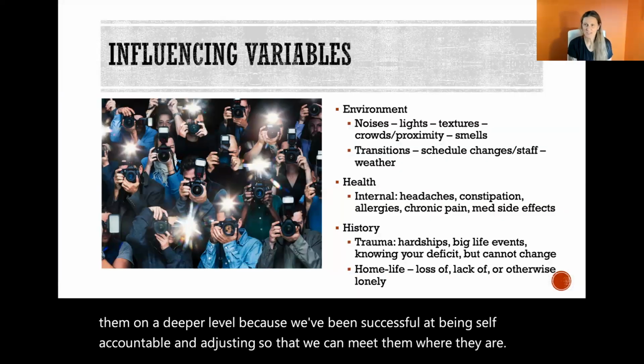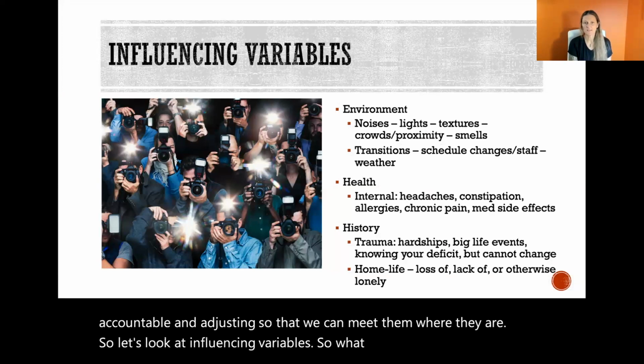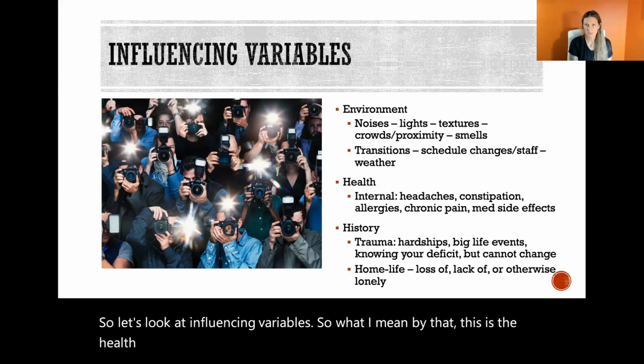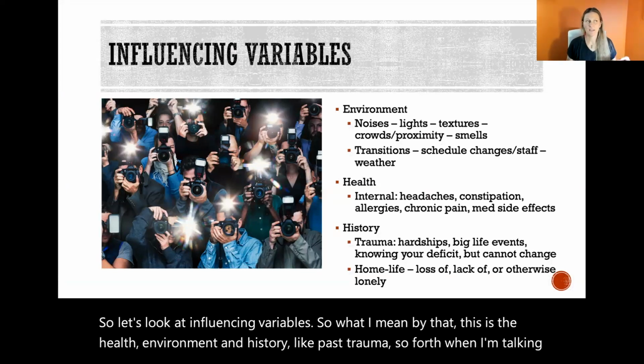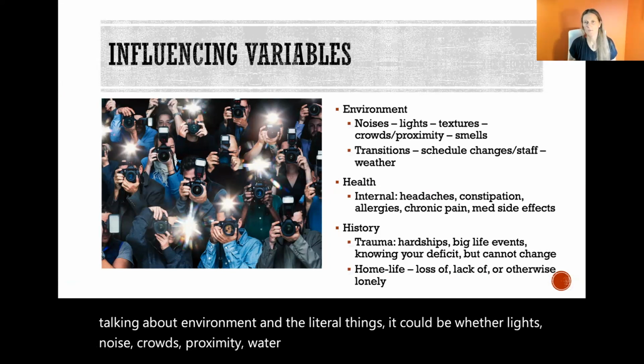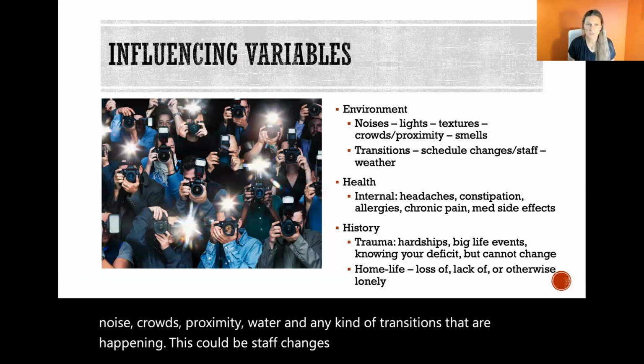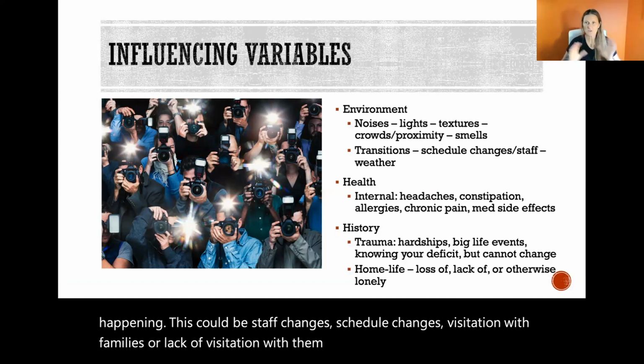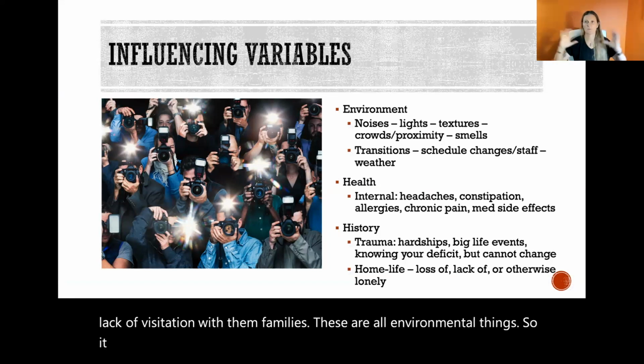So let's look at influencing variables. What I mean by that, this is the health, environment, and history, like past trauma, so forth. When I'm talking about environment and the literal things, it could be weather, lights, noise, crowds, proximity, water, any kind of transitions that are happening. This could be staff changes, schedule changes, visitation with families, or lack of visitation with families. These are all environmental things. So I think of environmental as like everything that's surrounding the individual.